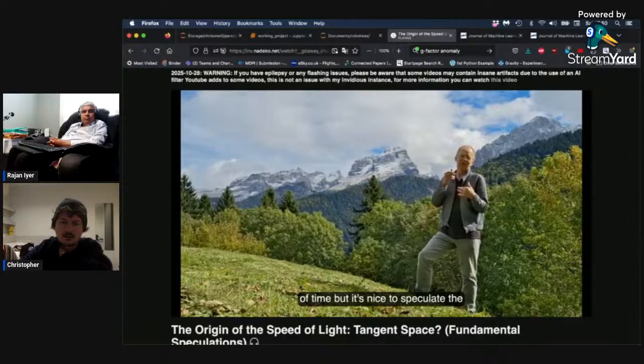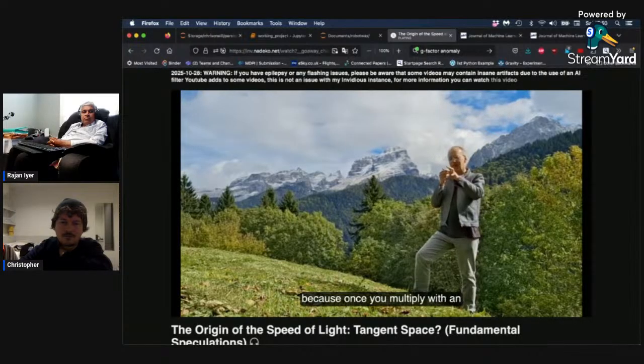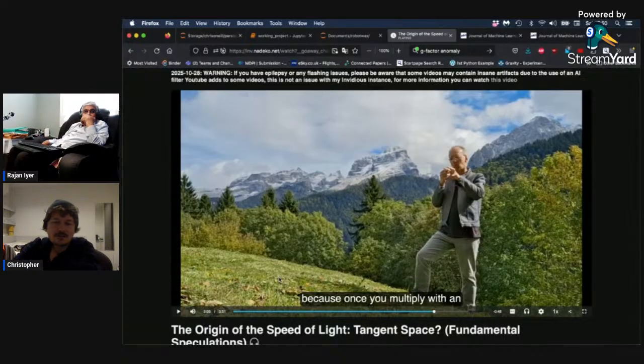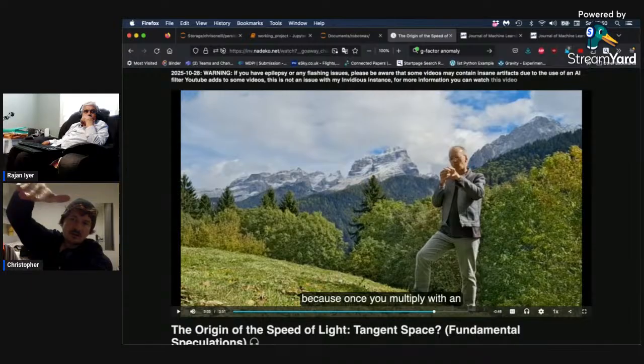But it's nice to speculate the tangent space being the light cone, because once you multiply. See, he's talking about a flat plane being a cone. Well, if you were to imagine the sphere and then you have a plane here, and then you wrap it around the cone or the sphere in a certain way, you could generate a bunch of tangent lines, which would make a cone. But I don't think that's what he means.